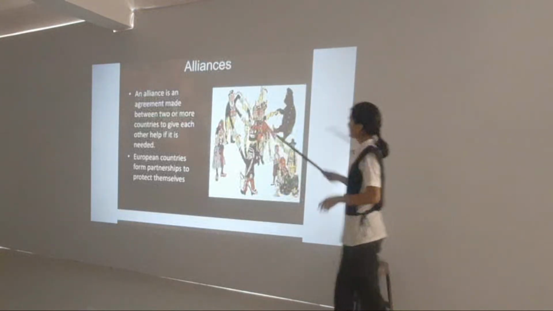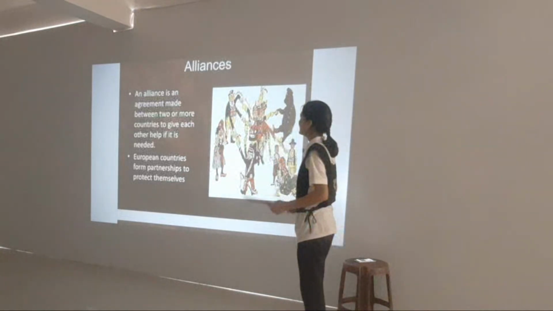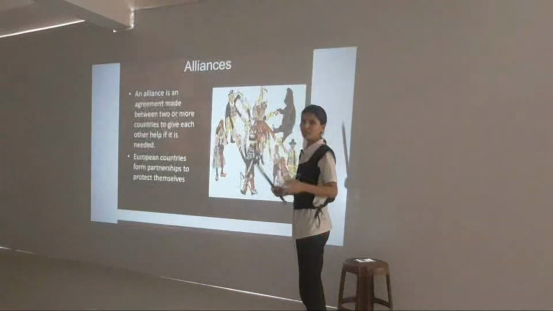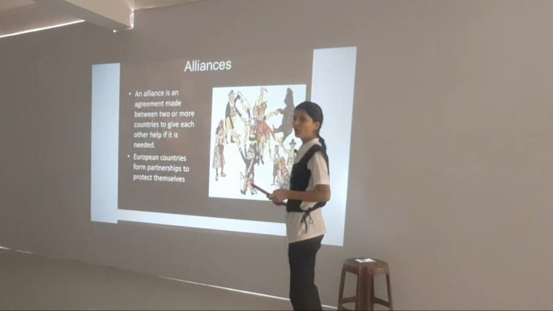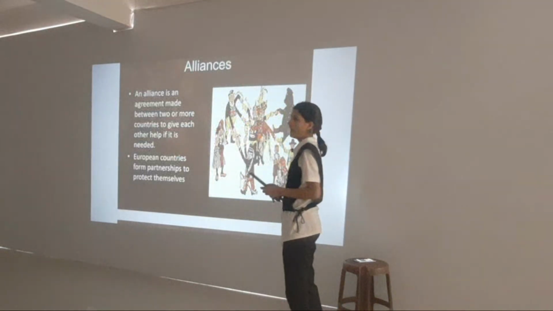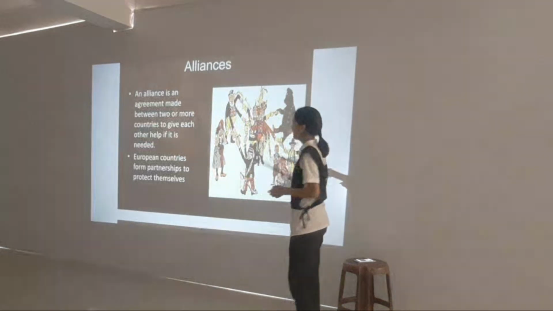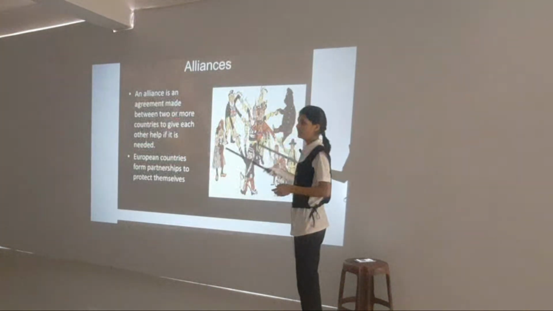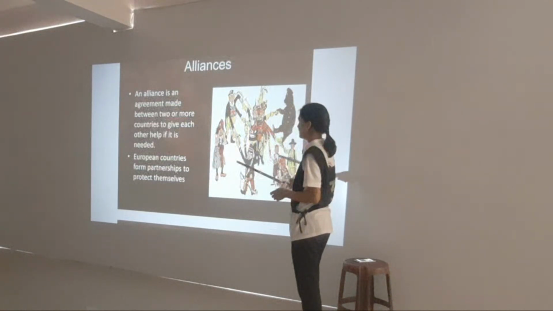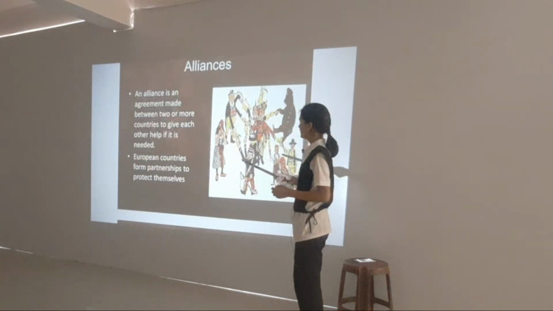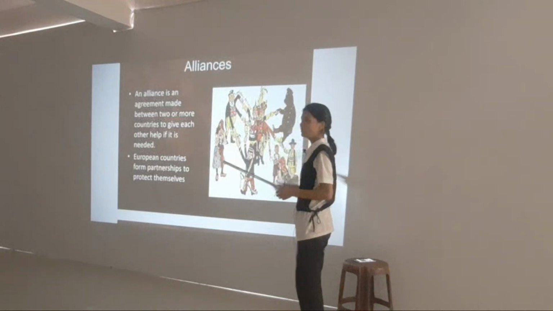So alliance, as I told earlier, is an agreement between two or more nations to give each other help or to secure each other's borders. When either of the member countries is attacked, the other will help the attacked country fight back in the war. So European countries formed partnerships in order to protect themselves.